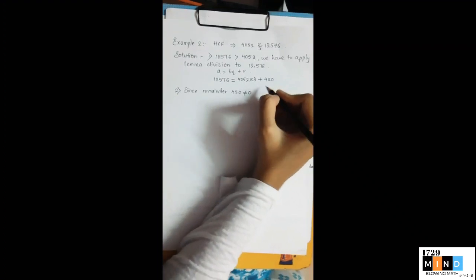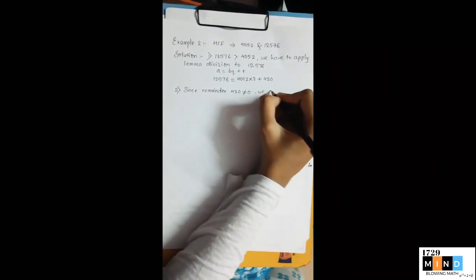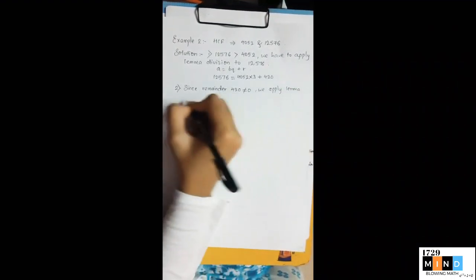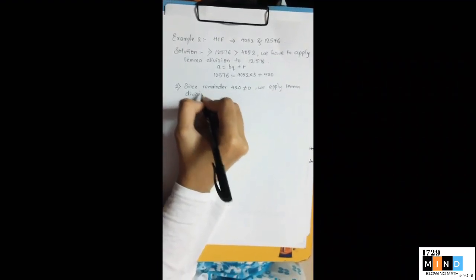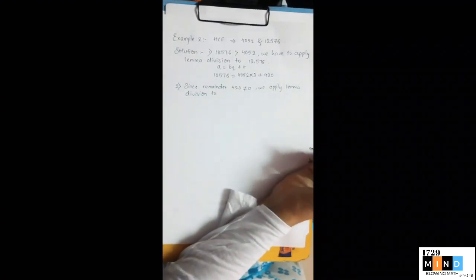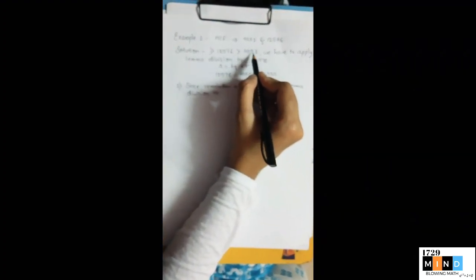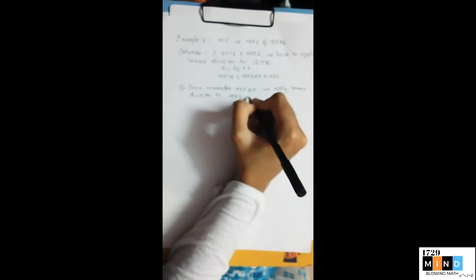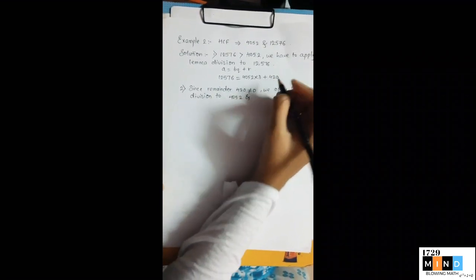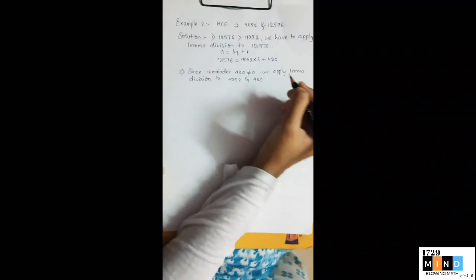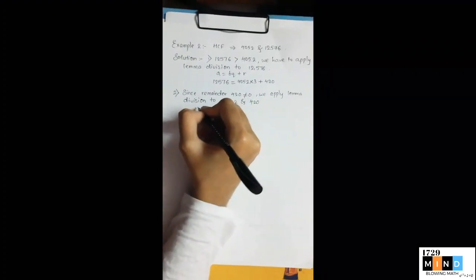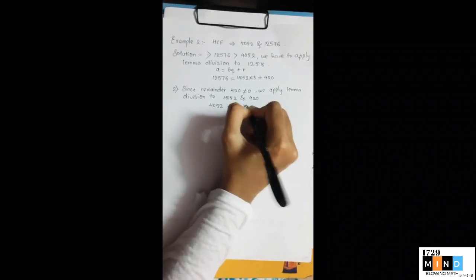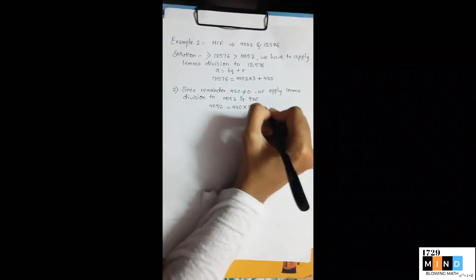We will jump to the second step and write here, since the remainder is not equal to 0, that is 420 is not equal to 0, again we will apply lemma division. Our divisor was 4052, so here the dividend will be 4052 and the remainder 420 will be the divisor. So what will I get? I will get 4052 is equal to 420 multiplied by 9 plus 272.